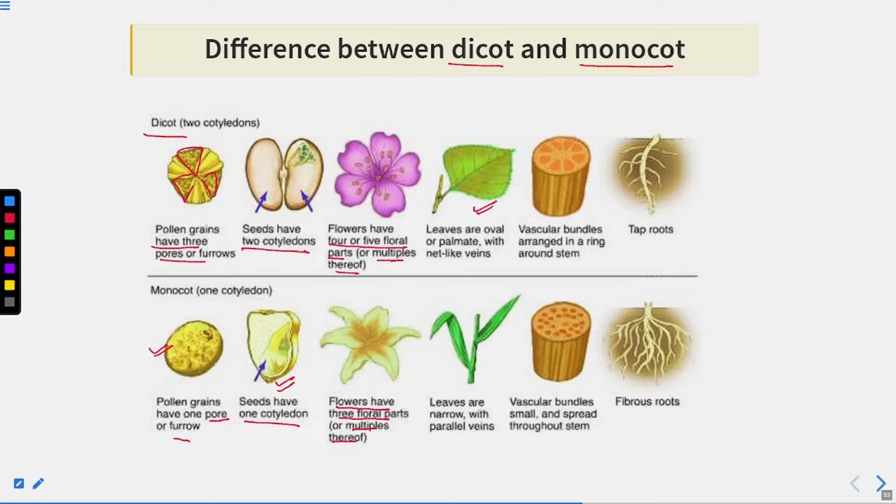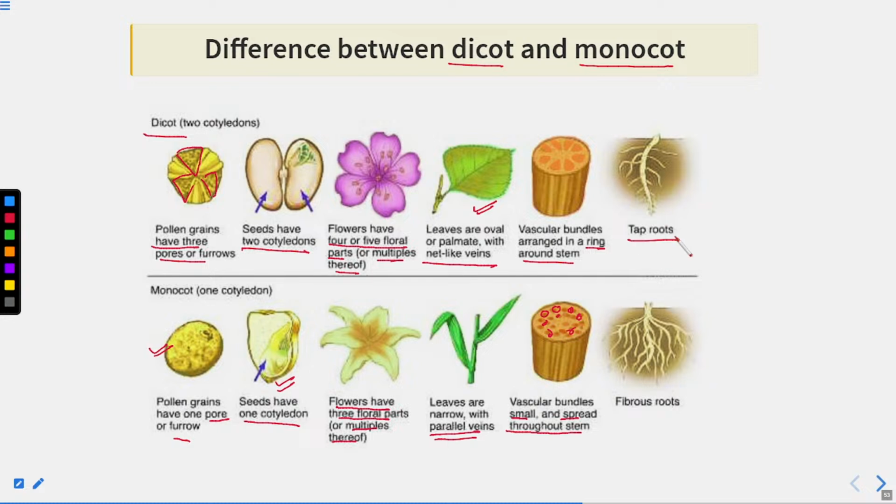This you must have studied in lower classes also, that dicot leaves have reticulate venation, net-like veins, whereas in the case of monocots, the leaves have parallel venation. If we talk about the vascular bundles, then in dicots the vascular bundles are arranged in a ring-like structure, right? And in monocots, vascular bundles are quite small and spread throughout the stem.